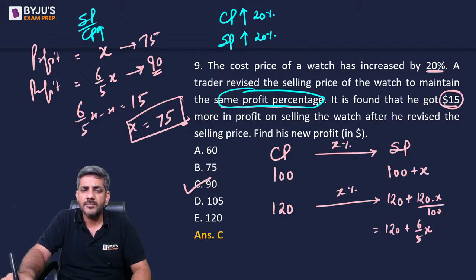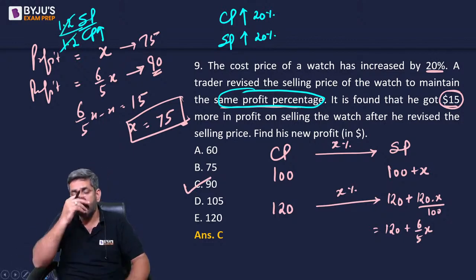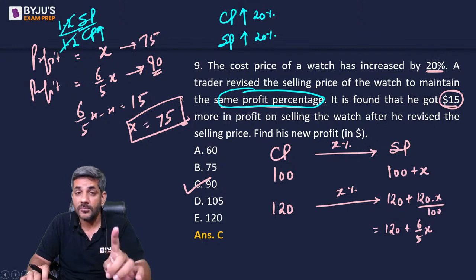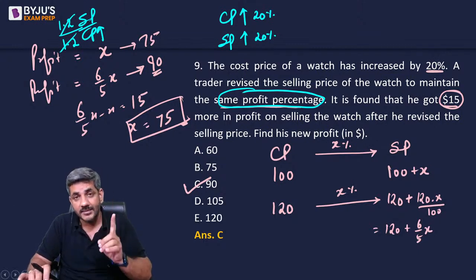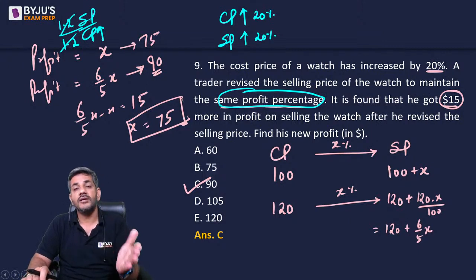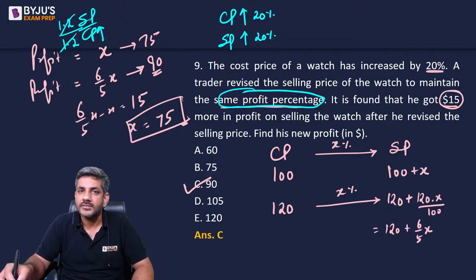If I increase it by 20%, that means I multiply it by 1.2. If I multiply this also by 1.2, the ratio would not change. The profit would remain the same. Sorry, not profit remaining the same, profit percentage remains the same. So if you want the same profit percentage, you have to increase your selling price also by 20%.